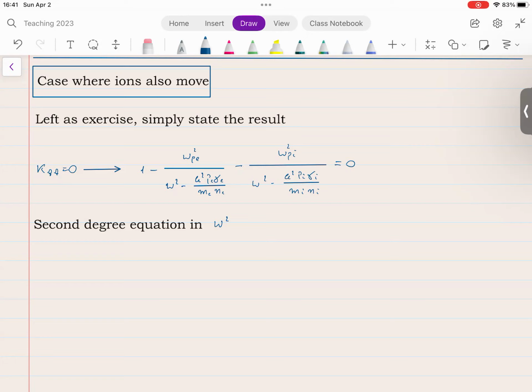But we may also obtain a good amount of information by making some considerations on the quantities that appear in this equation. In particular, we can observe that omega plasma ions is much smaller than omega plasma electrons. And I may think maybe I can neglect omega plasma ions and let's see what waves I find.